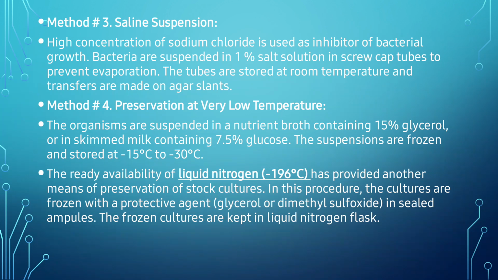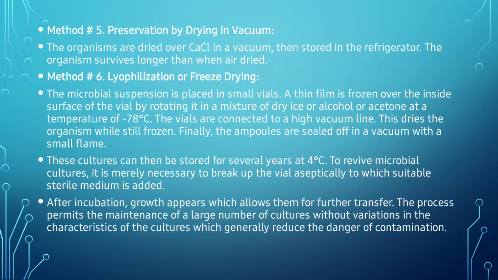In this procedure, the cultures are frozen with a protective agent like glycerol or dimethyl sulfoxide in sealed ampules. The frozen cultures are kept in a liquid nitrogen flask. Preservation of pure culture by drying in vacuum. The organisms are completely dried over calcium chloride in a vacuum, then stored in the refrigerator. The organism survives longer than when air dried. If we dry with calcium chloride, the life of the microorganism will be longer compared to air drying.